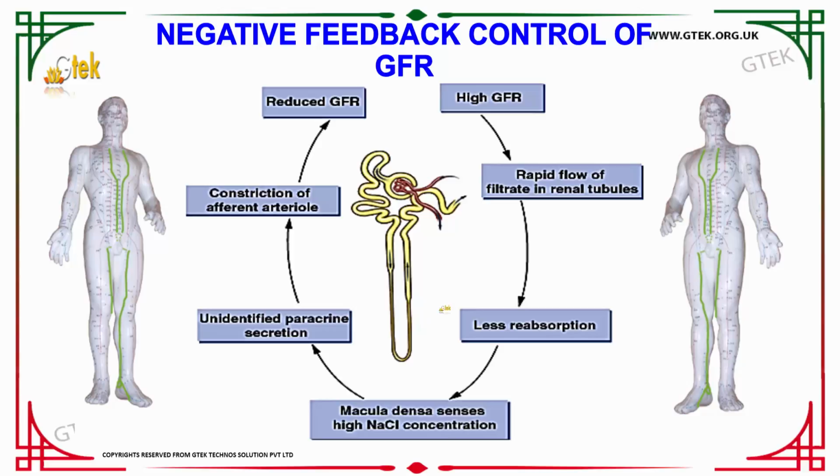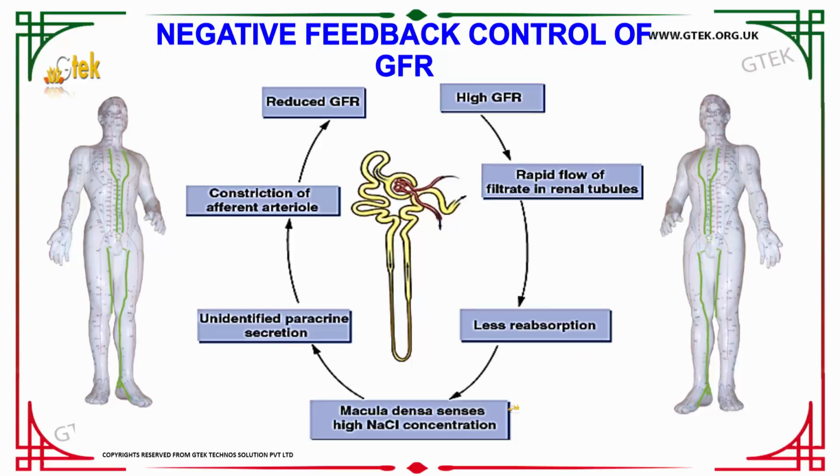Next, we are going to study the negative feedback control of GFR. If you have a high glomerular filtration rate, it means there is a rapid flow of filtrate in your renal tubules, because if filtration is more, the filtrate will be more. Since your filtrate is more, there will be less reabsorption of the fluids, since most of them are let through in your filtrate.